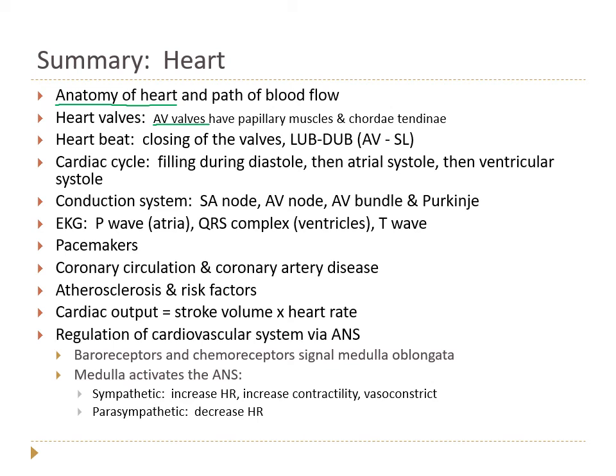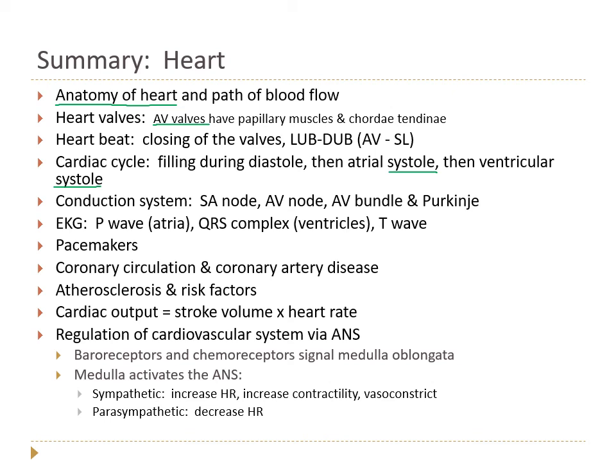We have that cardiac cycle where all four chambers are in diastole. Then the atria contract, we call that systole, and then the ventricles contract. We have a conduction system to make sure that everything is coordinated with the SA node, then the AV node, AV bundle, right and left bundle branches, and Purkinje fibers. We can use EKGs to learn a lot about what's happening with somebody's heart and their conduction system specifically.